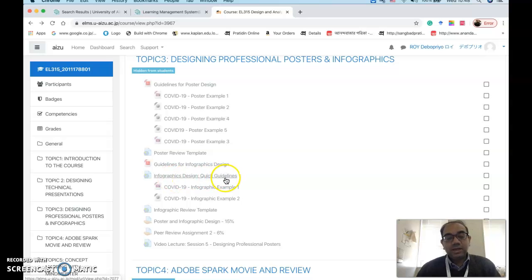guidelines. If you don't read the guidelines, you will not understand how to do it. You will do it unprofessionally. This is designing professional posters and infographics, so you have to understand the concept well. In order to understand the concept well, you have to read through these guidelines. These 2 PDF files are very important. So please read through the guidelines for poster design and guidelines for infographic design.